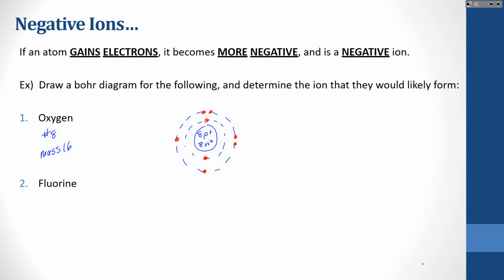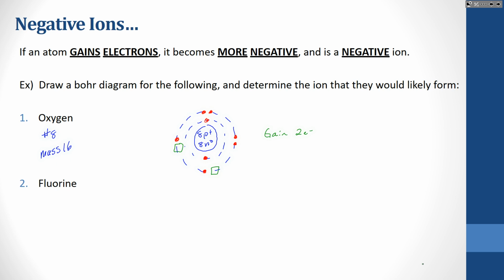Since oxygen is in column 6, it would have 6 valence electrons. I've got 6 and 2, that makes my 8. Now, how would oxygen get a full shell? Well, oxygen would like to get an electron here and here. So it is probably going to gain 2 electrons. So what ion would it form? It is going to get a 2 minus charge.